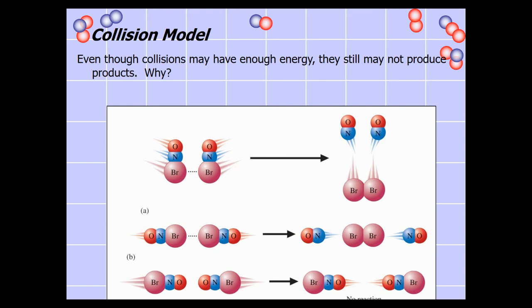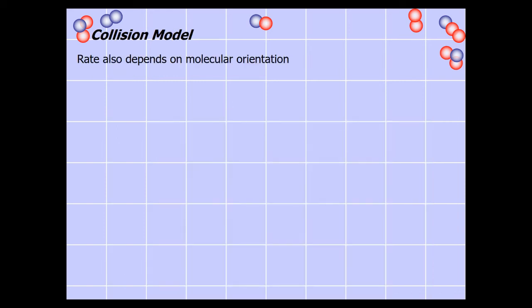All right, so even though collisions may have enough energy, they still may not produce products. So what's the other factor that we need to take into account when we're talking about the collision model? And that has to do with orientation. So you can see again, here's my reaction of NOBr molecules to produce bromine and nitrogen monoxide. And you can see that not all collisions give me nitrogen monoxide molecules and a bromine molecule. So the other factor we need to account for in the collision model is molecular orientation.